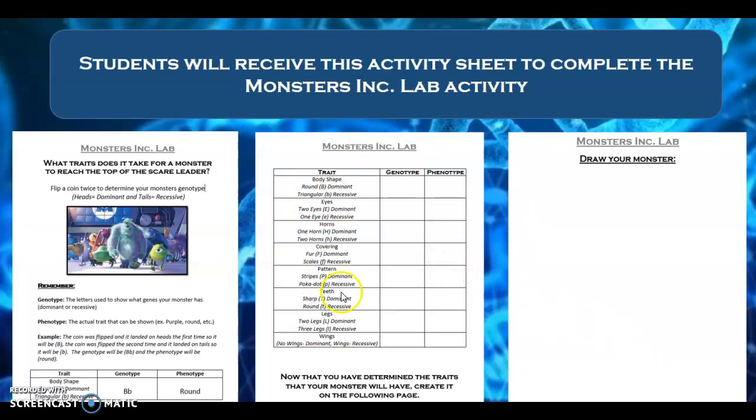Over here, we see the traits that their monsters can have, along with the genotype and the phenotype. So they'll flip that coin. Say they flip it once. I put an example down here. Say they flip it once and it's heads.